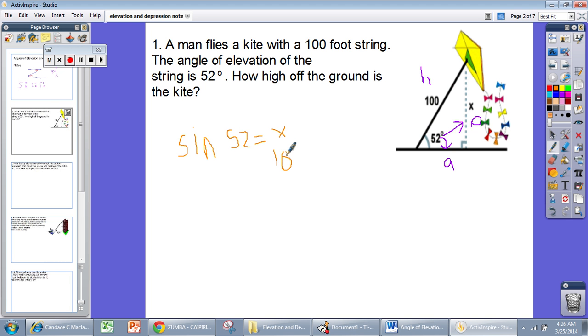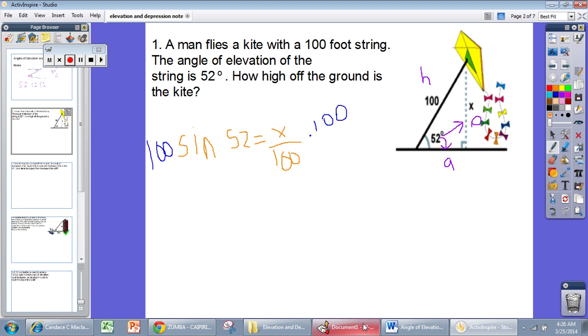Alright, now I need to move that 100 away from my x. So how am I going to move it right now if it's dividing with my x? Yep, I'm going to multiply. So if I multiply this side by 100, then I also need to multiply the other side by 100. Okay, can't have anyone getting jealous. Alright, so in our calculator, we're going to plug 100 sine 52.